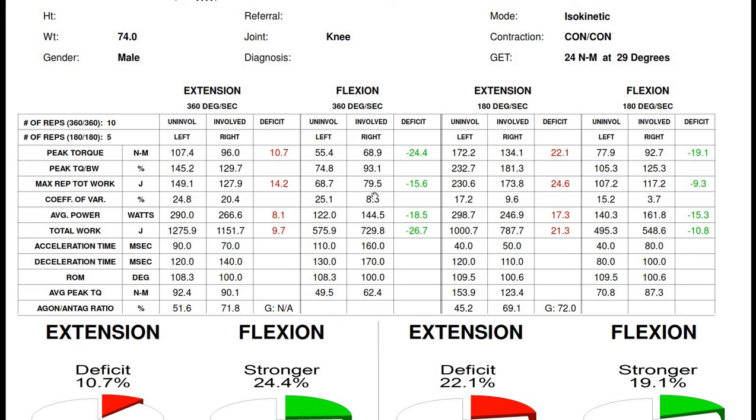We have a better coefficient of variance. Big difference in the coefficient of variance there, not sure why. Average power, total work, again, take those as they are. But note the difference in the acceleration time, the time it took to get to 360 degrees per second.